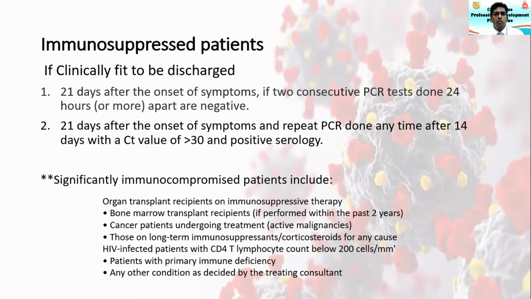They should have 2 consecutive negative PCRs done 24 hours apart if you want to send the patient home 21 days after. Or you can send the patient with one PCR and positive serology, that means IgG, antibodies, that should be done after 14 days. So significant immunocompromised patients we mentioned in these slides.